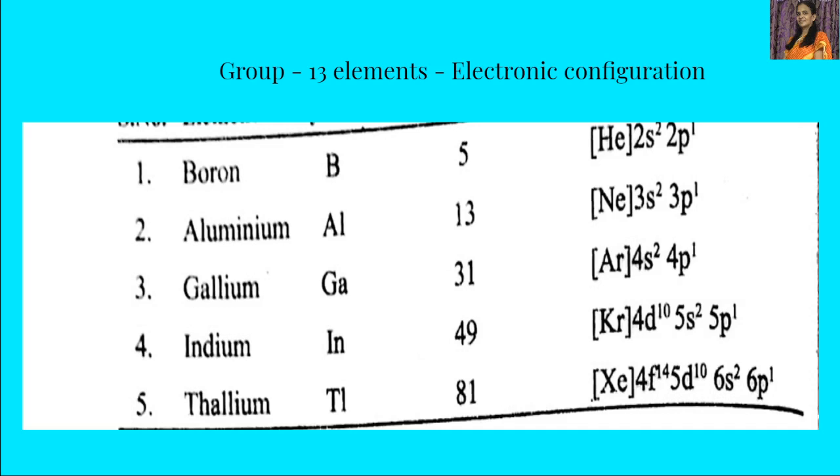So this is the electronic configuration of krypton. And the last one is thallium. Thallium's symbol is Tl, and its atomic number is 81. Its electronic configuration is xenon 4f14 5d10 6s2 6p1.